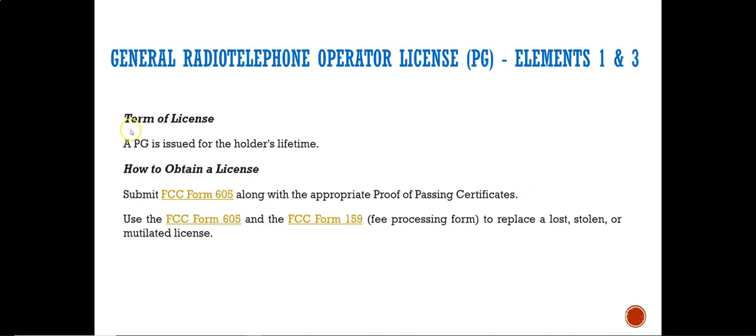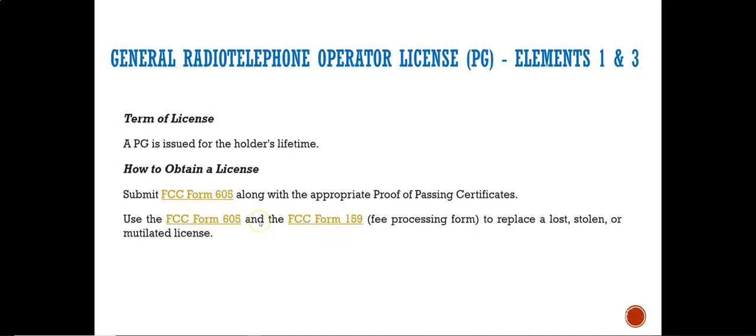Now next we have the term of license. If you take this PG or GROL exam, then the license will be issued for a lifetime. And next is how to obtain the license. To obtain the license, you need to fill out FCC form 605 along with the appropriate proof of passing certificates, and you will use this FCC form 605 and FCC form 159. This is a fee processing form and will be used to replace a lost, stolen or mutilated license.